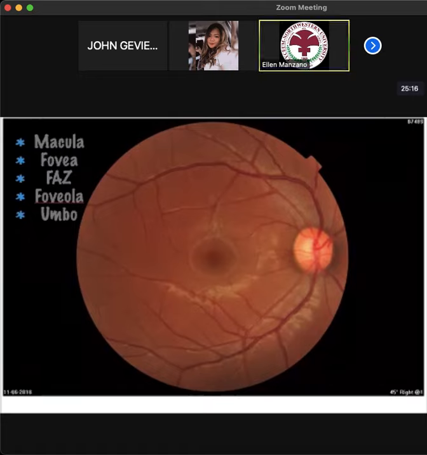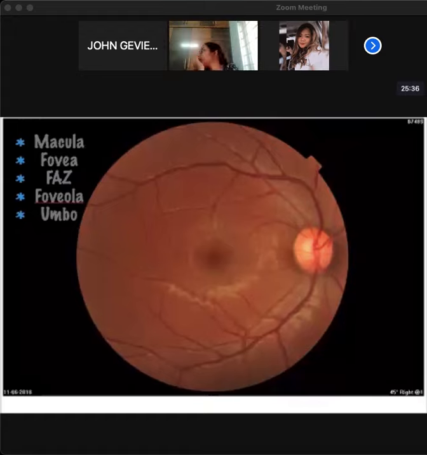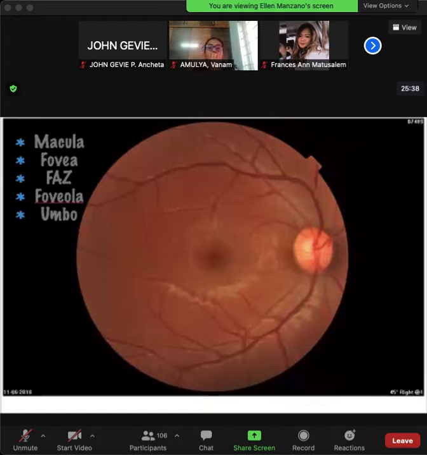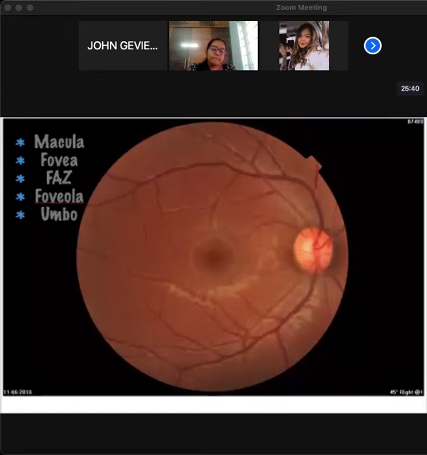Aside from the label there that this is a right eye, as a medical student, you should know if it's the right eye or left eye. So because of what? What did you say? Because of this is the right eye because anyone.